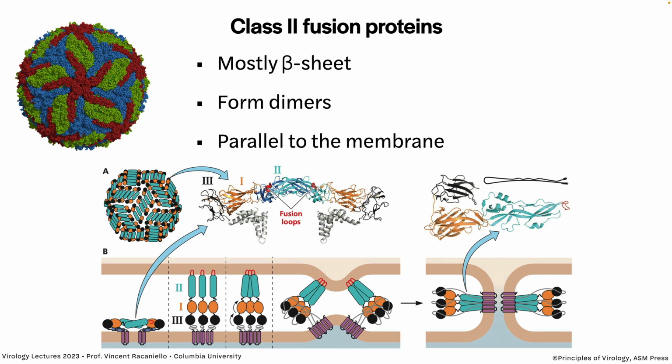So here we have one of these class 2 fusion proteins parallel. There is a fusion peptide which is hidden in this assembly here. So this is the structure. The fusion peptide is hidden in the interface between the proteins. Upon low pH, these proteins reorient. They put the fusion peptide in the cell membrane. They then hairpin to form a fusion peptide. And so they can work in very much similar ways as class 1 fusion proteins.